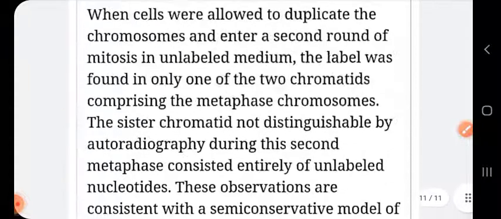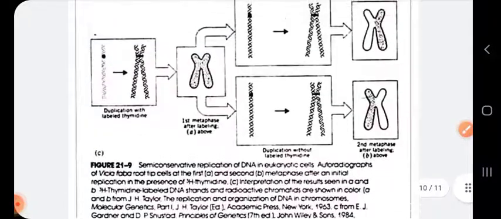So this was all about the model and structure of the semi-conservative nature of replication. I hope you have understood this part. I will provide you the notes just after this video lecture. Okay.